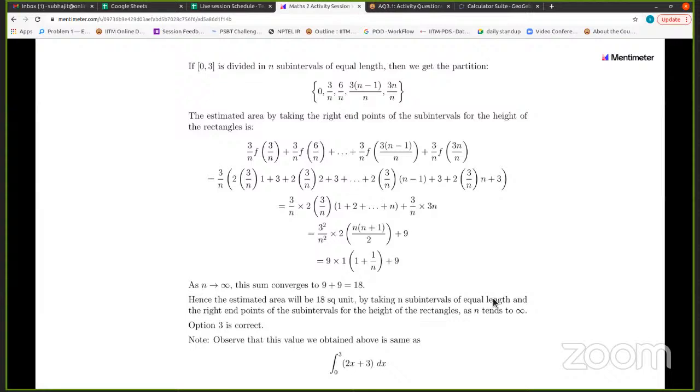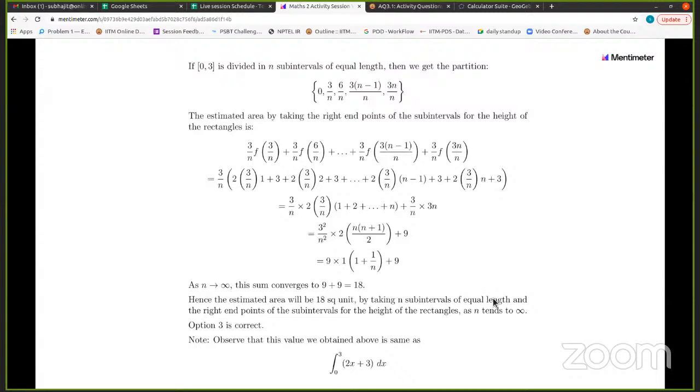If you put the values and take 3 by n common outside, then you get 2 into 3 by n, and you take 1 plus 2 plus till n, right? That is the sum of n natural numbers, so you will get n into n plus 1. Then you can distribute this n, and you can get these values. Now with n tending to infinity, this 1 by n will tend to 0, and you will get 9 plus 9, that is 18. So you can check this calculation; I am not explaining it again here.